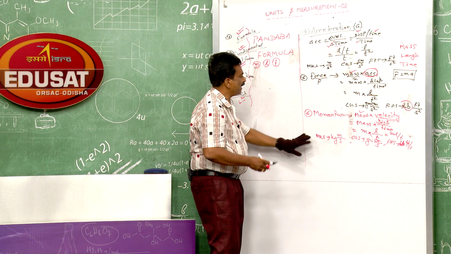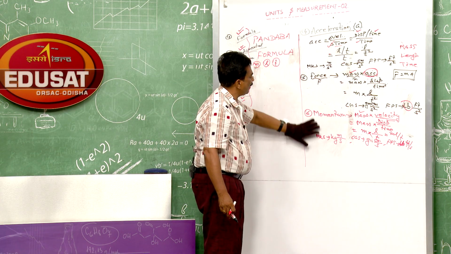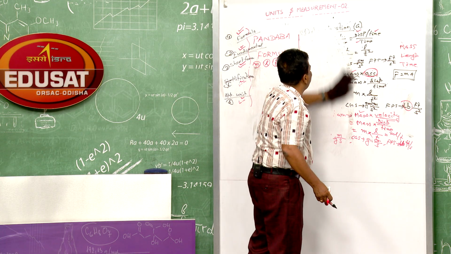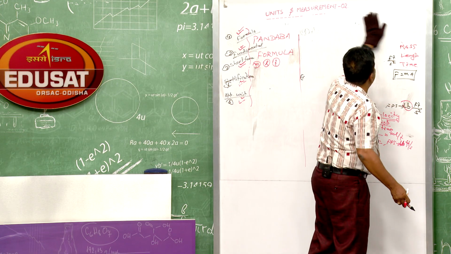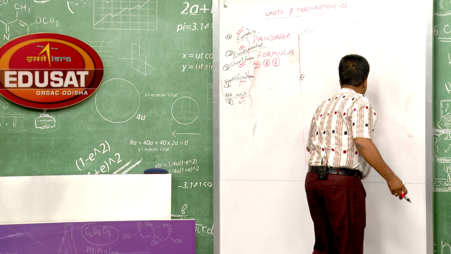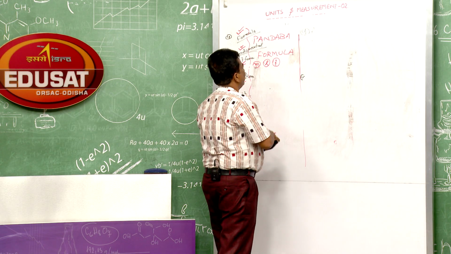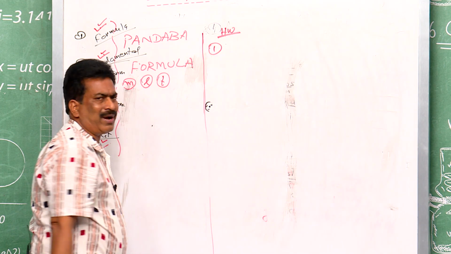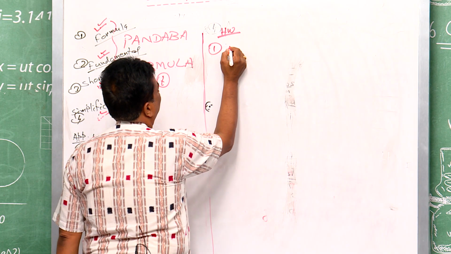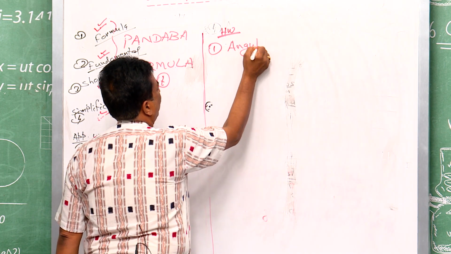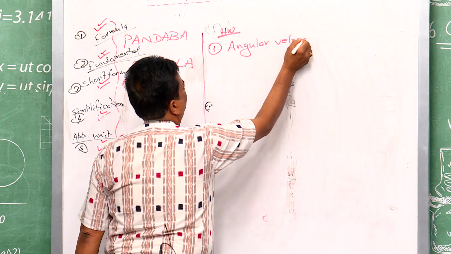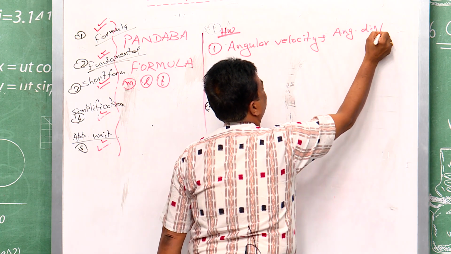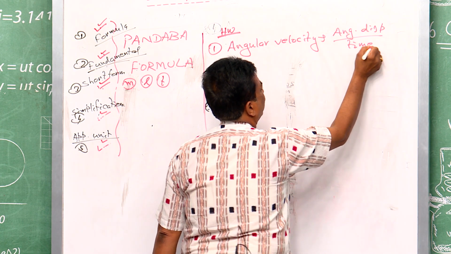So I have made a detailed elaboration about the 6 fundamental quantities. Now I am giving you some more quantities, either you will do it or not, then we will try it. For your homework, take one: angular velocity, that is angular displacement by the time. This is its formula.